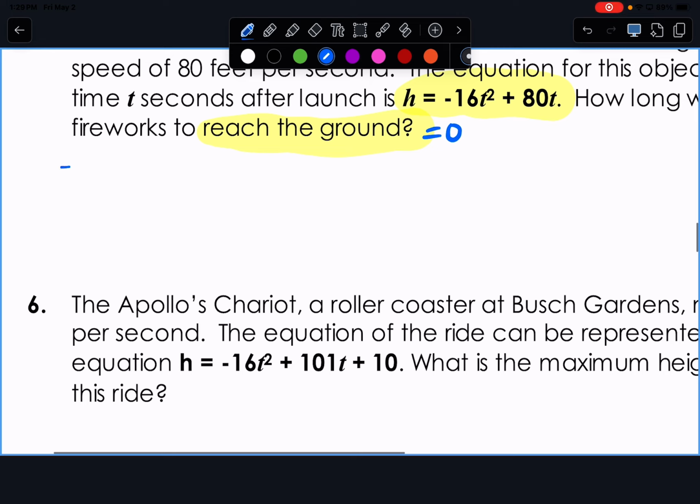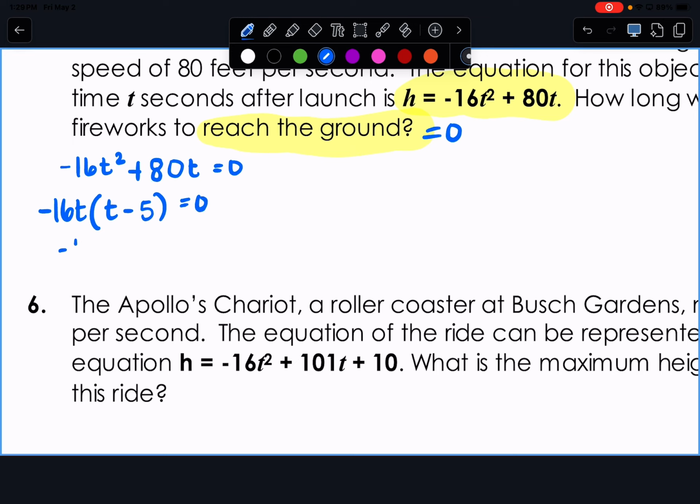So we're going to do negative 16t squared plus 80t equals 0. Again, we can use the quadratic formula. However, sometimes when it's in this form with t squared and t, the easiest thing to do is find the GCF. In this one, the GCF is negative 16t, which leaves t minus 5 equals 0. Then we just do negative 16t equals 0. Divide both sides by negative 16. What does t have to equal?